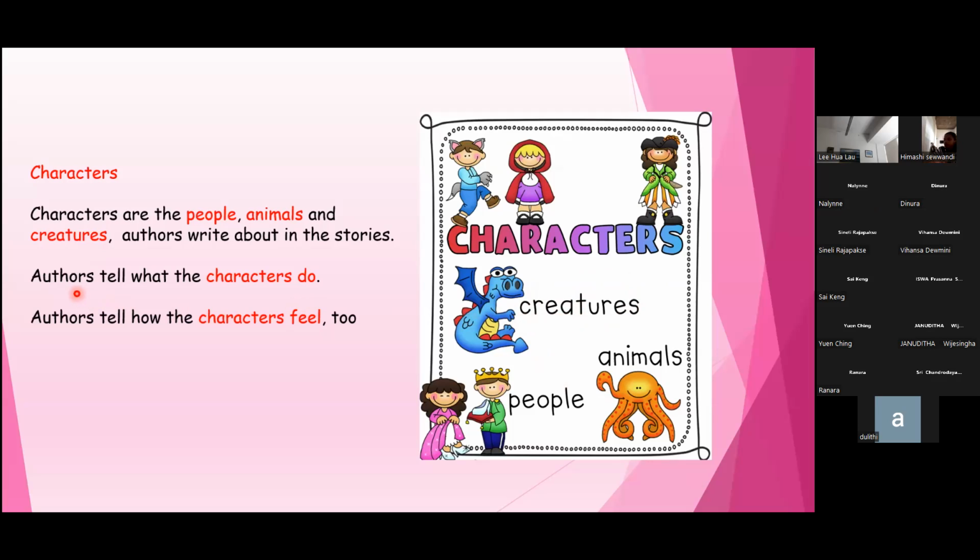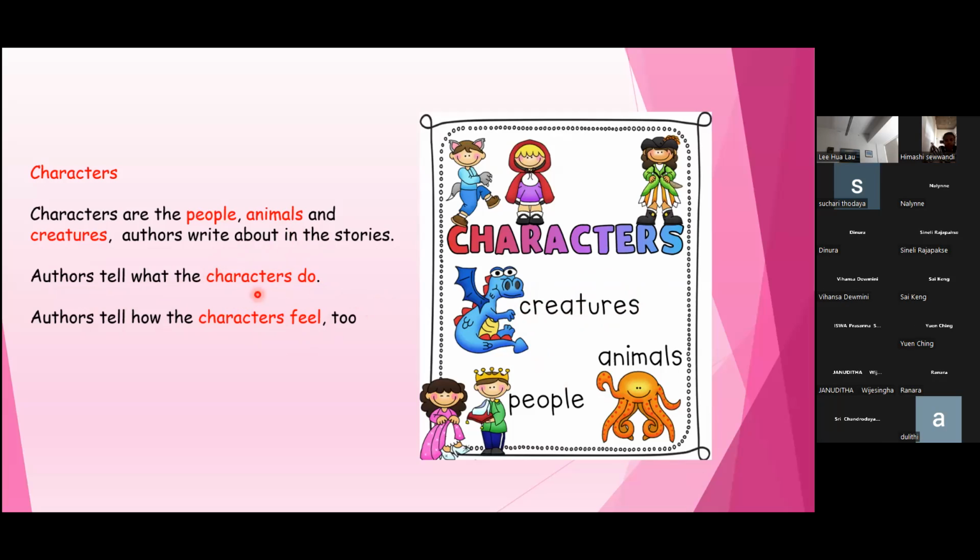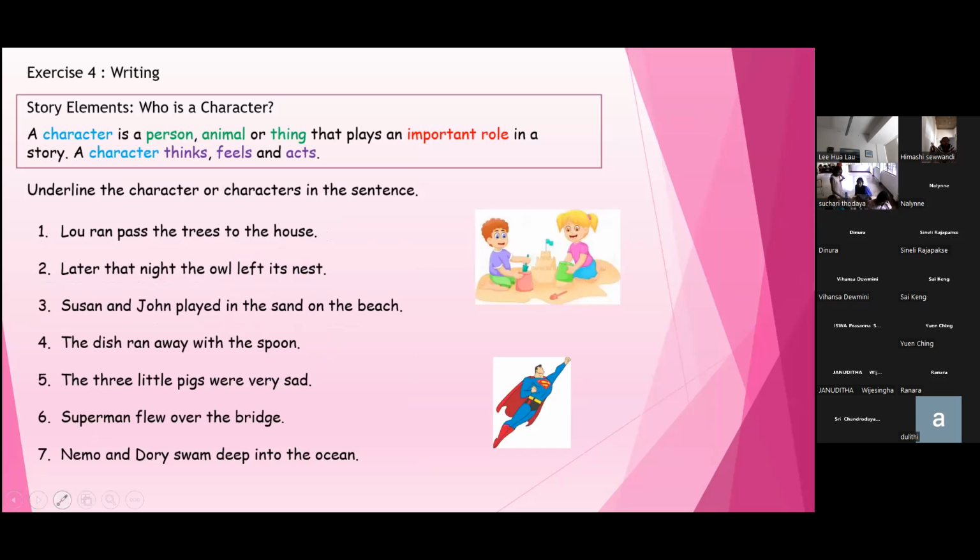All right. Authors tell us what the characters do. So what are their actions? What do they do in the story? All right. They also tell us how the characters feel. So one of the most important things for an author, a person who writes a story, is to make sure that we understand who the characters in the story are, what they do, and how they feel. So it is important that we understand these three parts in a story. All right, so far clear? Next.